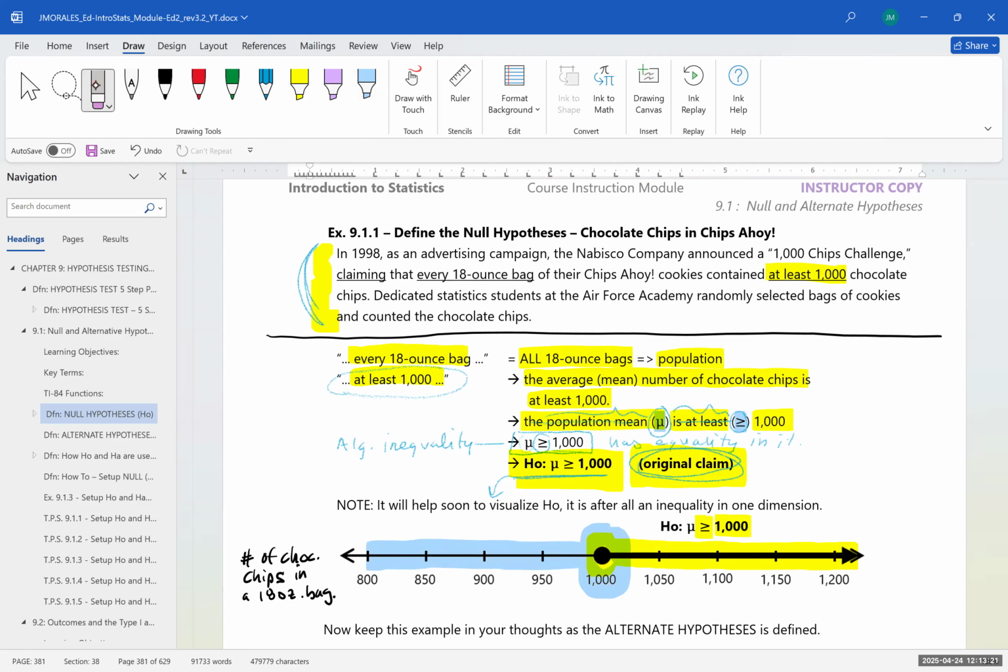Okay. Now that line was a little thick there, so let me do that again. So what would be unusual is if we had less than 1,000. So not including 1,000, but less than that. That's going to be our other binary choice. That'll be our alternate hypothesis.